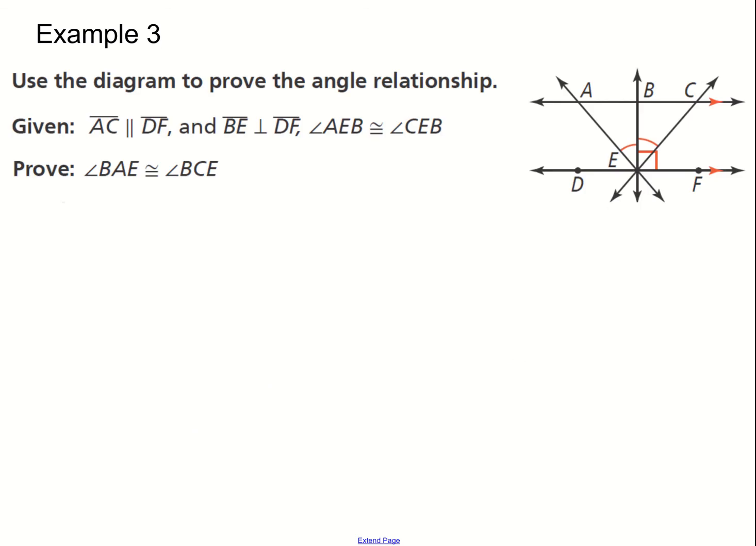Okay, so now for the third example, we're not going to prove the alternate exterior angles theorem. That'll be an exercise for you to prove. What we're going to do is look at a specific problem and use the theorems or postulates in order to prove the statement. So we have a diagram, and we want to prove the angle relationship. We want to prove that BAE.